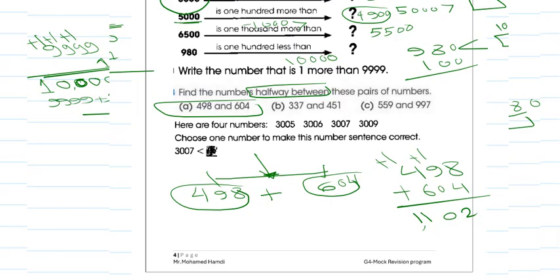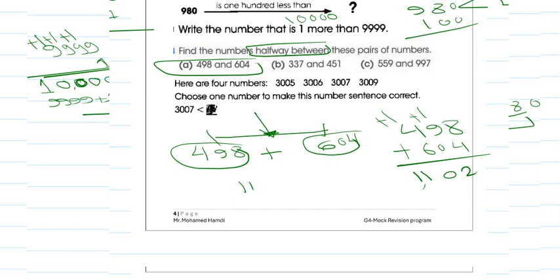Let's check 1,102. 1,102 equals 1,000 plus 100 plus 2. Let's get the half of each number. The half of 1,000 is 500. The half of 100 is 50. The half of 2 is 1. Add them all. It will be 500 plus 50 plus 1, which is 551.